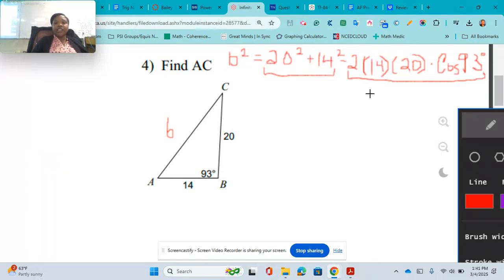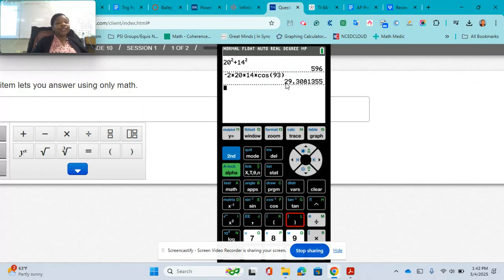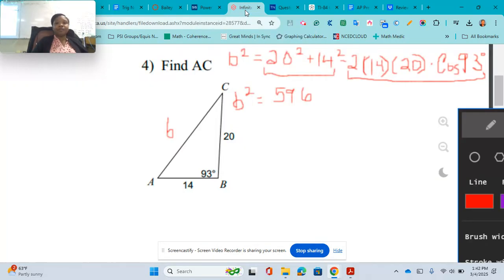We're going to plug it into our equation. So we're going to bring down our b squared equals, for 20 squared plus 14 squared, we had 596. Because we used the negative 2, I cannot bring down that subtraction. I have to use whatever answer that I actually had. So the answer was the positive 29.308. Positive.